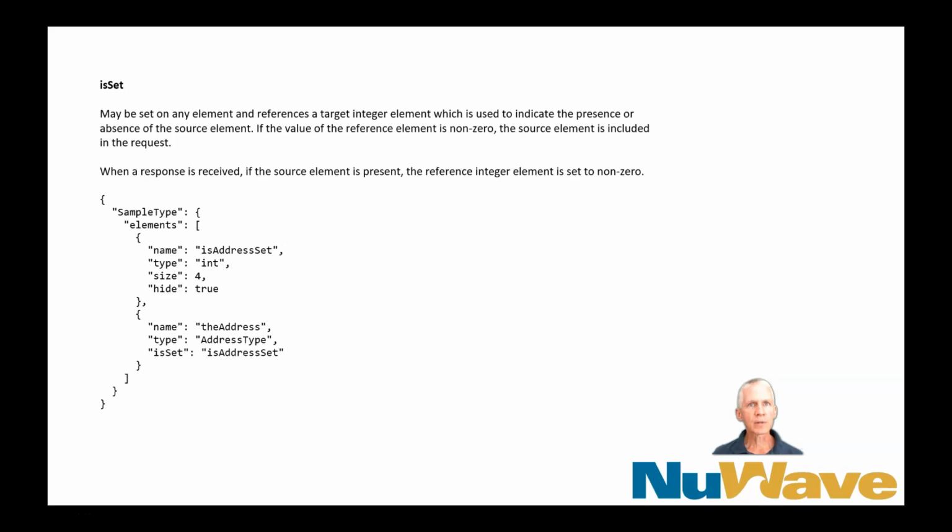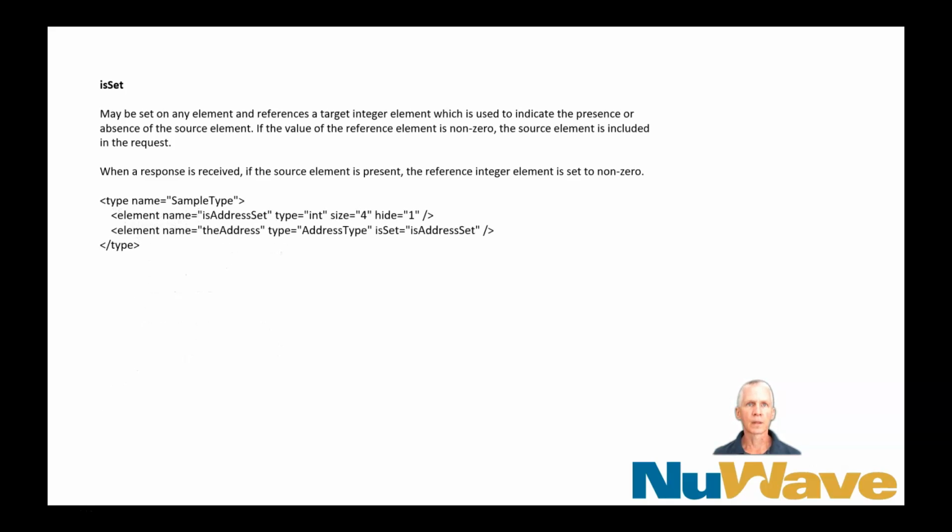Here's a LightWave schema example showing how isSet is used. There's a hidden integer field defined, and that field is used to indicate whether the element, the address, is present in the message. And note that the reference field has the hide attribute because that's used by the application. We never want it to be part of the message. And here's the equivalent LightWave Server dictionary definition with isSet as an XML attribute with the isSet reference field value.